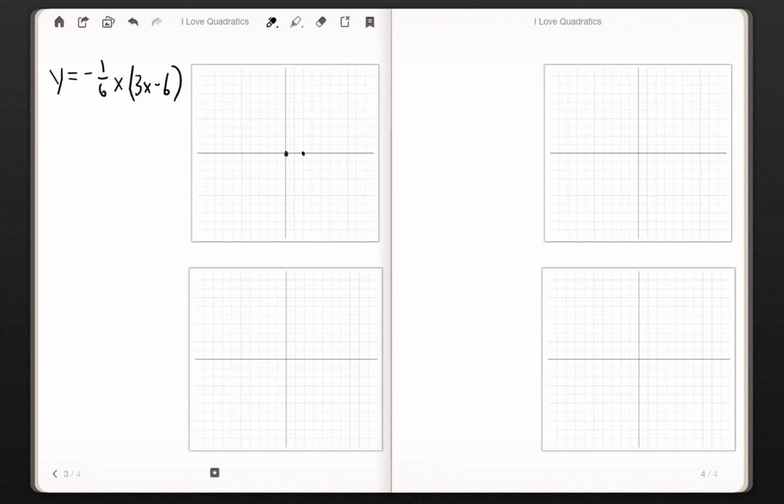So here are our two roots, 0 and 2. Very easy to see that the axis of symmetry and the x coordinate of the vertex are x equals 1. So we just substitute in 1. -1/6 of 1 is -1/6 times 3 times 1 is 3, minus 6 is -3. -1/6 times -3 is +1/2.